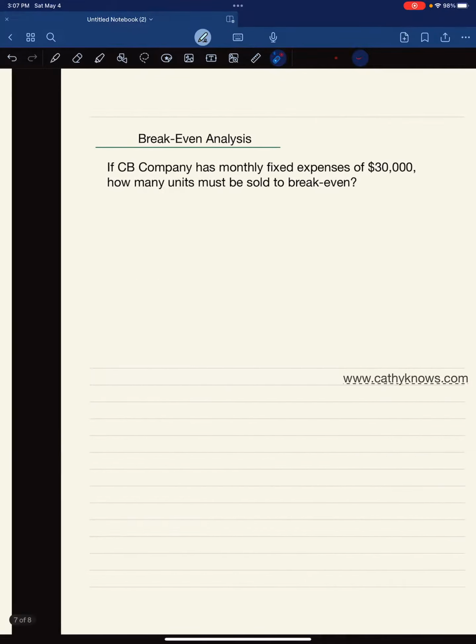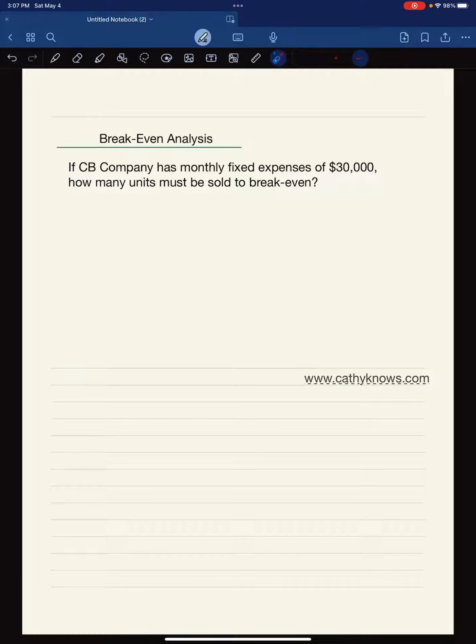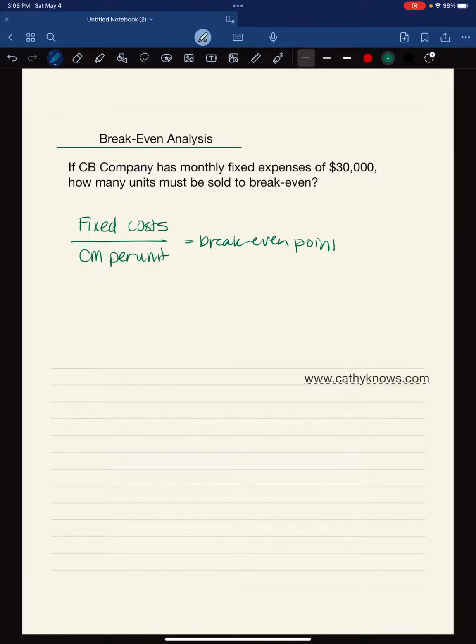What can we do with that contribution margin? Well, we can compute the point at which a business would break even, the point at which their revenues equal their expenses and they neither made a profit nor did they lose any money. And the formula that we would use to do that is we would take our fixed costs divided by the contribution margin per unit. That will give us the break-even point in units because we're dividing by units.